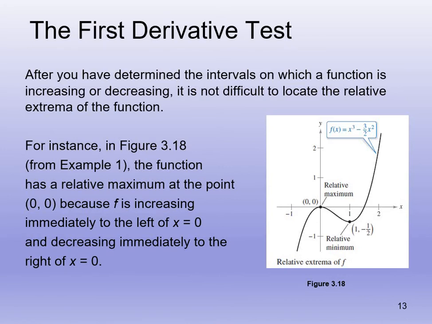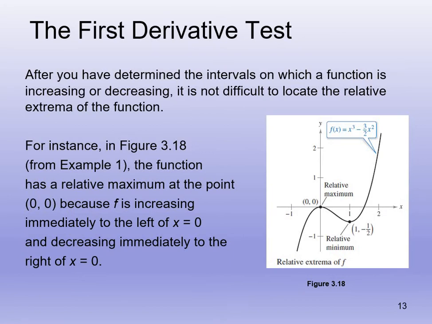So remember, this is still the same function we did before. We calculated the critical values. They were 0 and 1. Then we did our test intervals, and we concluded the function's increasing from negative infinity to 0, it's decreasing from 0 to 1, and from 1 to infinity, it's increasing. Well, that helps us conclude whether we have a relative minimum or a relative maximum here.